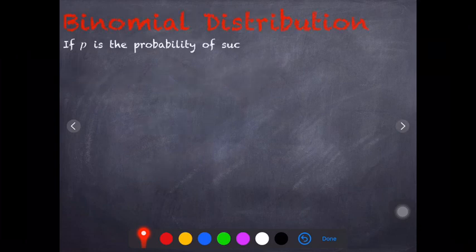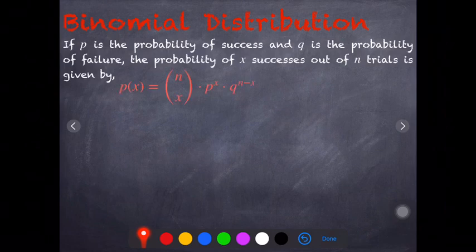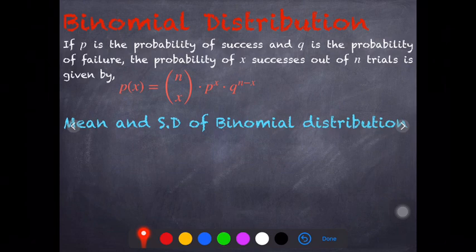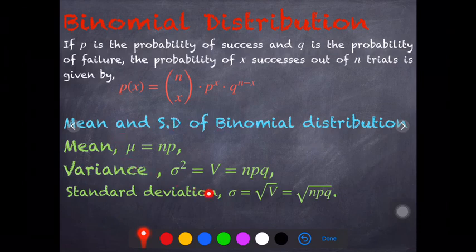Now moving to binomial distribution. Here p is the probability of success and q is the probability of failure. The probability of x successes out of n trials is given by p of x is equal to nCx into p power x into q power n minus x. It's nothing but the Bernoulli theorem, the same thing I am using here. The mean and standard deviation of the binomial distribution are given by mean mu is equal to np, variance sigma square is equal to npq, and standard deviation is root of npq. The derivation is not in our syllabus, so I have given the formulas straight away. Remember, these 4 formulas are very important to solve the problems.